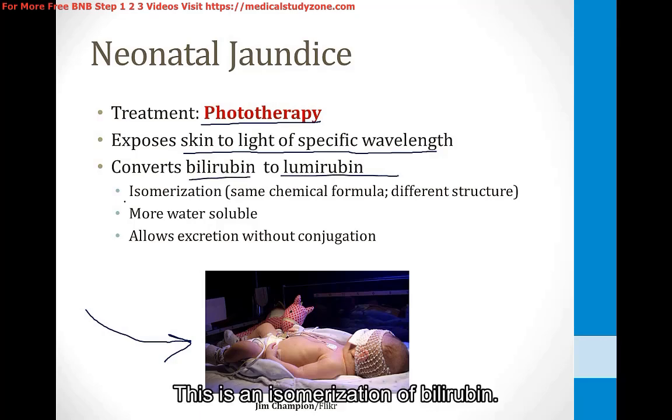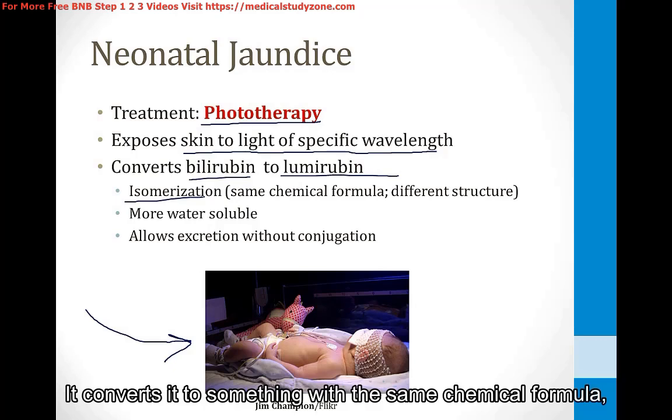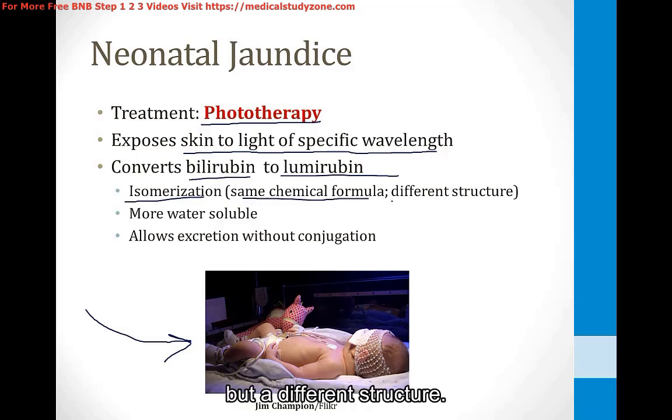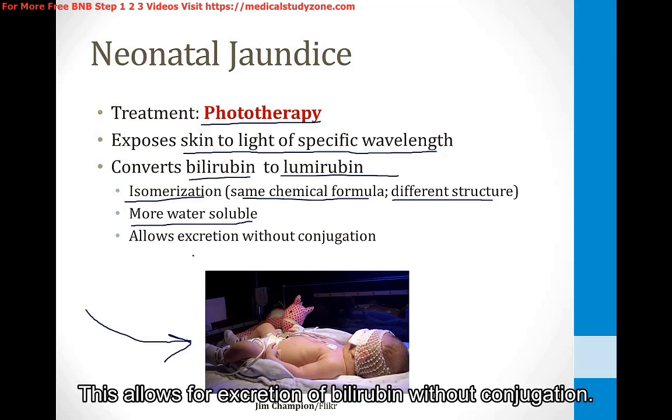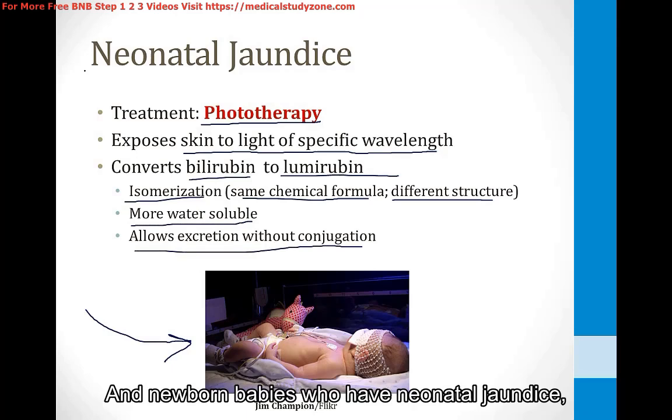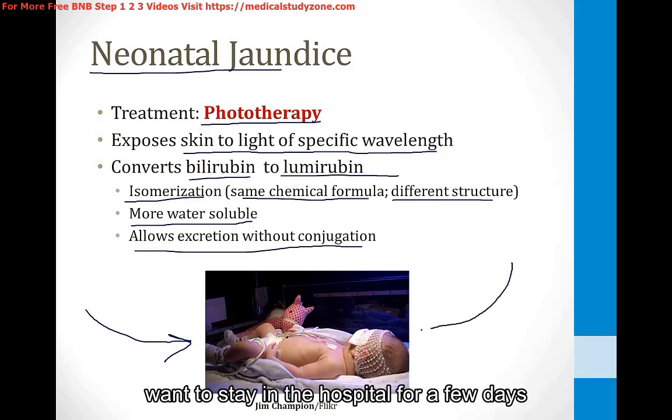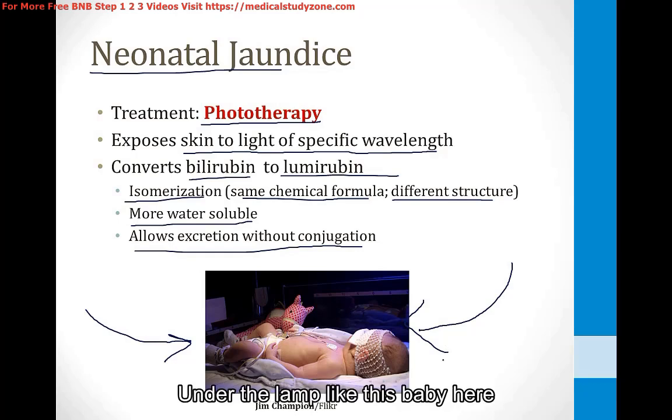This is an isomerization of bilirubin. It converts it to something with the same chemical formula but a different structure, and that different structure is lumirubin, and it is more water soluble. This allows for excretion of bilirubin without conjugation. And newborn babies who have neonatal jaundice will have to stay in the hospital for a few days or sometimes a few weeks under the lamp like this baby here until their bilirubin level falls to normal and their liver is able to conjugate normally.